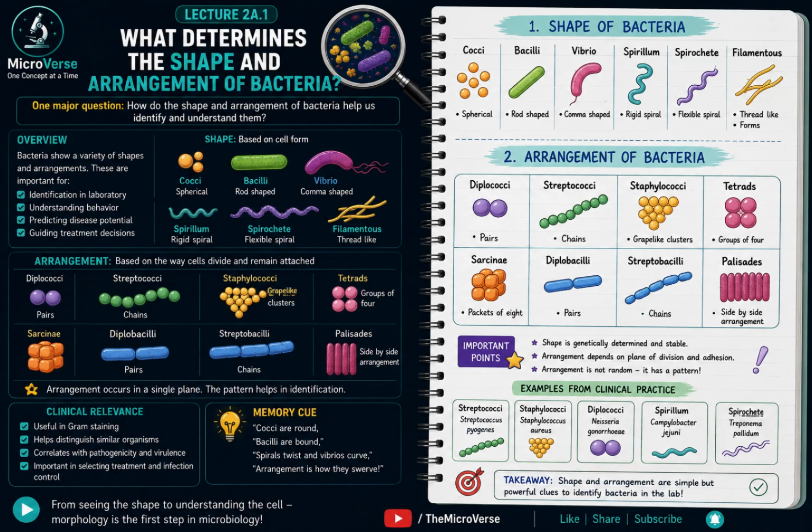So now that we know what bacteria look like, the next question is what gives a bacterial cell its shape and structural strength? That brings us to one of the most important structures in bacterial morphology, the bacterial cell wall. In the next lecture, we will understand its structure, composition, and functions.